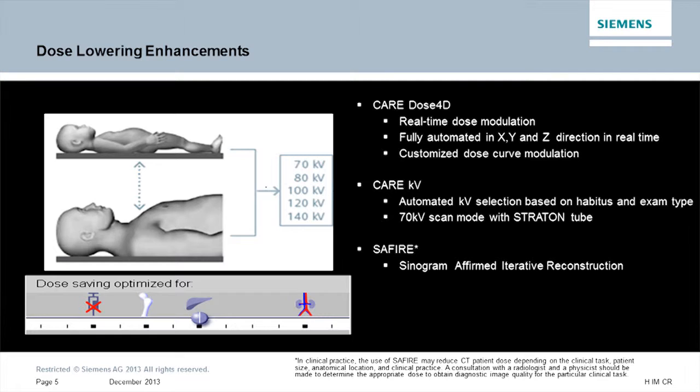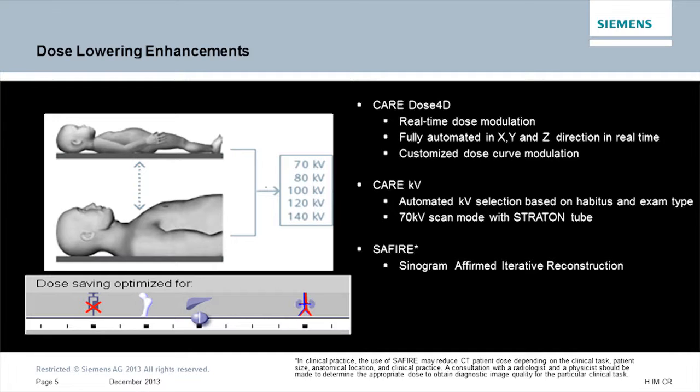Aside from concern, there are a number of capabilities that you can leverage in your scanner that can impact the amount of dose that you use. We're going to be taking advantage of Care Dose 4D, which is real-time dose modulation in the X, Y, and Z directions. And this can be customized to the actual application and to the facility's biases in terms of how they want to scan.